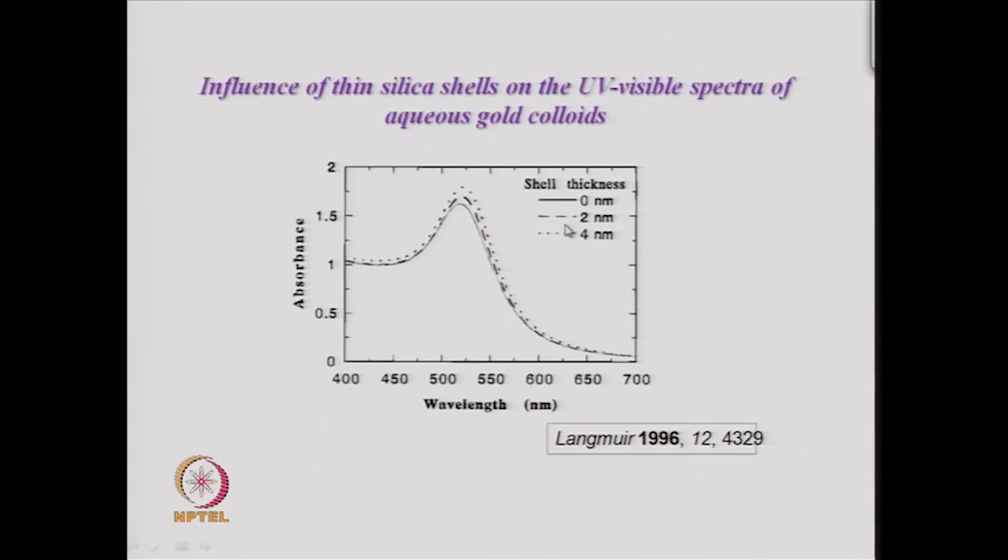But when you make a 2 nanometer thick shell around this gold particle, you see that the intensity has gone up, and there may be a slight shift in the peak of these gold silica core shell nanostructures. When it is 4 nanometer, you can clearly see the shift in the surface plasmon, and the intensity will also be affected.